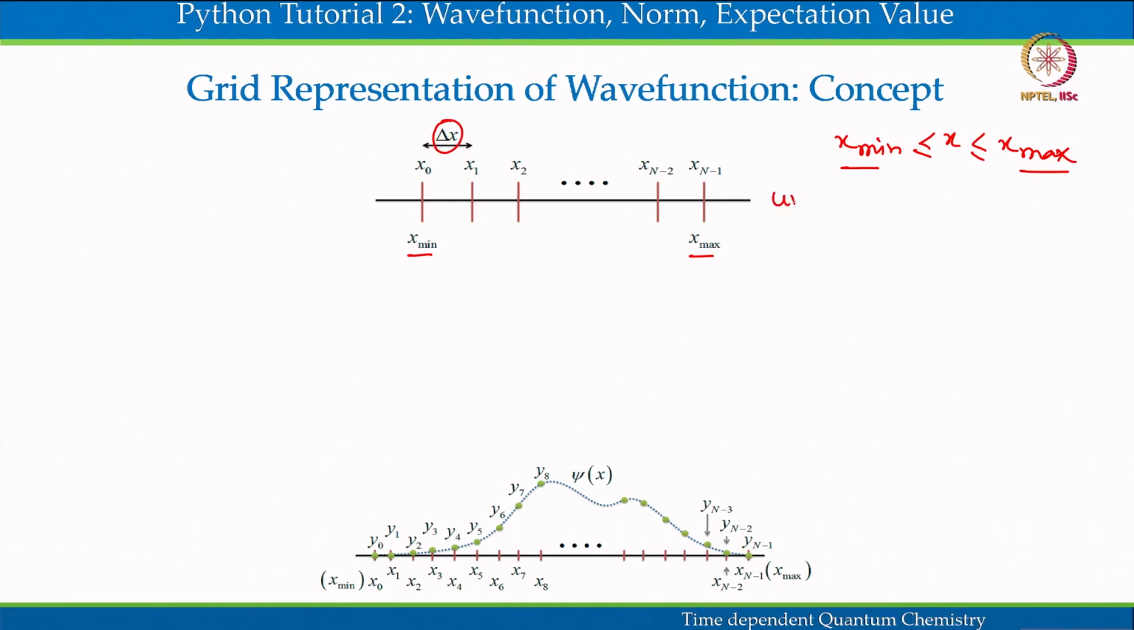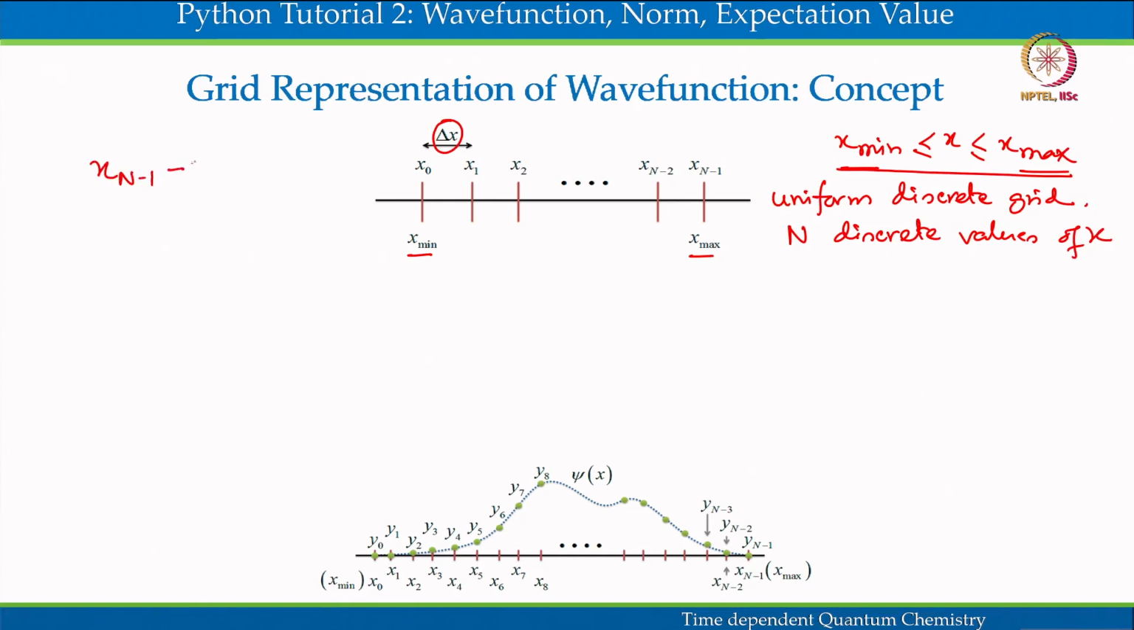So this is the uniform discrete grid we produce. Let's say we have n number of discrete values of x within this range. One can write here that xn minus 1 minus xn equals delta x. That's the separation between each grid point.